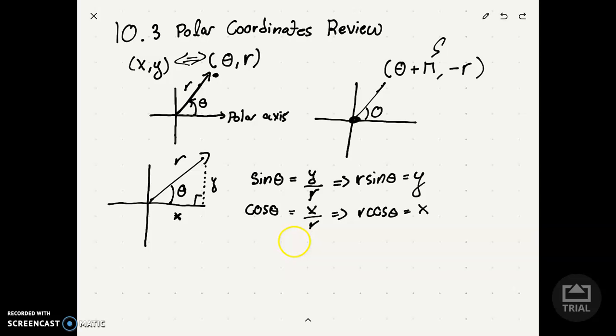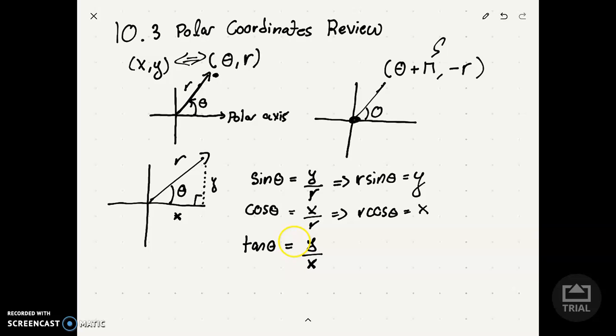And then the third one is that we know tangent of theta is equal to opposite over adjacent. And this is useful for finding the angle in between. If we're in Cartesian, we can find the angle by taking the arctan of both sides in between the vector.